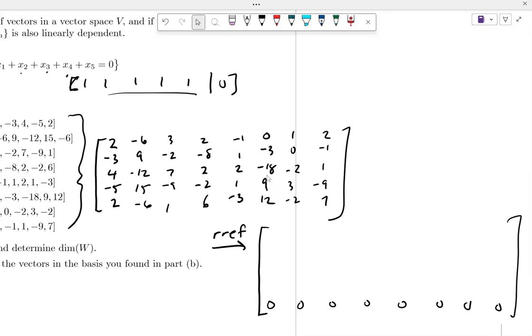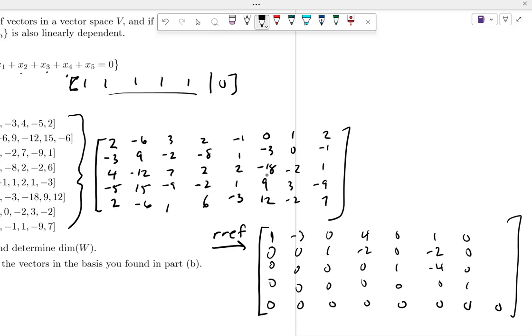You going to go down the columns again? Okay. 1. Okay. -3, all zeros. 0, 1, 0, 0. 4, -2, 0, 0. 0, 0, 1, 0. 1, -2, -4, 0. 0, 0, 0, 1. And then -1, 1, -2, -1. Okay.